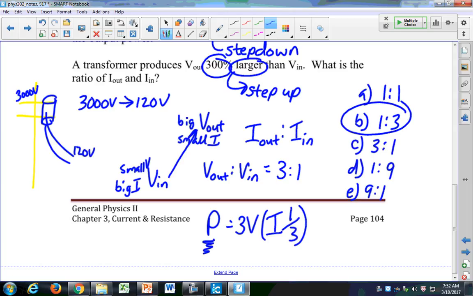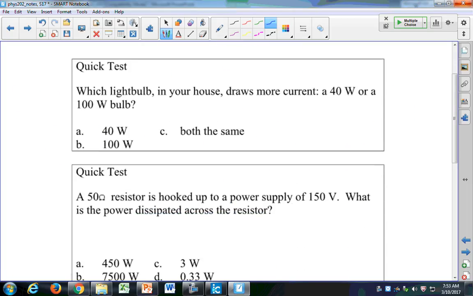I don't have any extra energy coming in. I'm just changing the voltage and the current in order to get this step up or step down. We'll spend a whole section on that later as we get into AC electricity, but that's all I want to talk about in terms of power here. We'll watch a video later too about how those things are made. It's pretty cool. All right, let's try these.